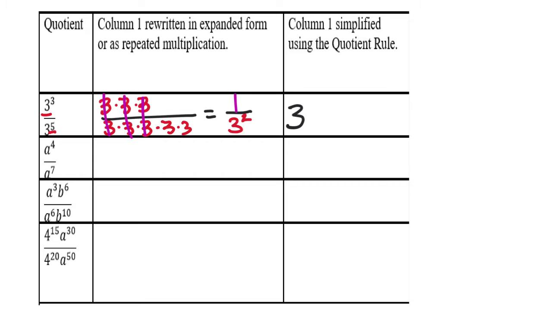Now, if we were to use the rule on this, you take the base 3, and then those two exponents, 3 and 5. It needs to be in that order. It's always the numerator exponent, and then the denominator exponent. Since these are being divided, you subtract those exponents to get 3 to the power of 3 minus 5, which is negative 2.